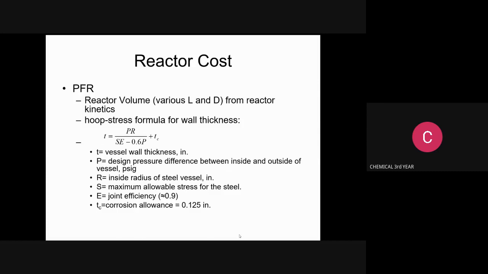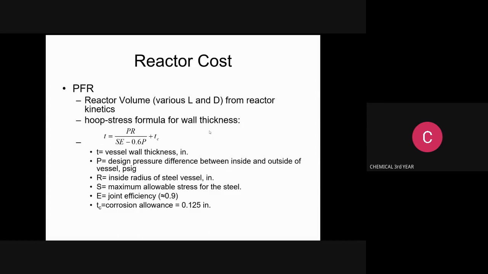There is a simple method here, that is the hoop stress formula. I don't know whether you already know about the hoop stress formula or not. It is used for the wall thickness terms. Initially I told you that reactor design is not simply drawings or measurements. It's all about heat and mass transfer and momentum. We have to analyze the wall thickness by using the hoop stress formula.